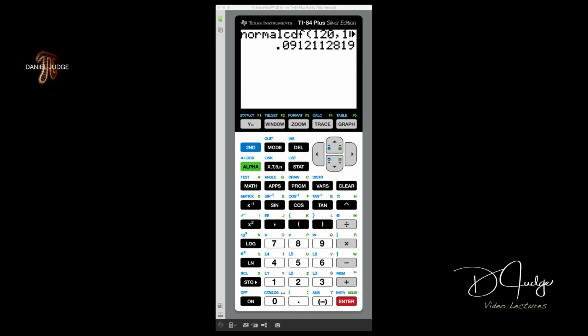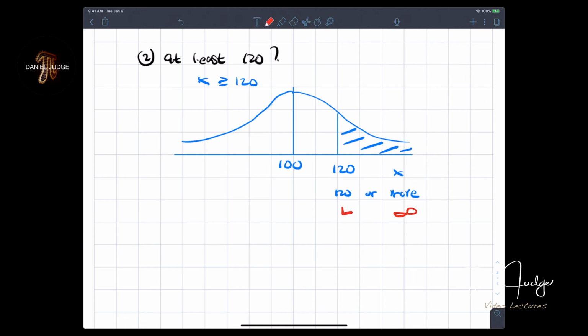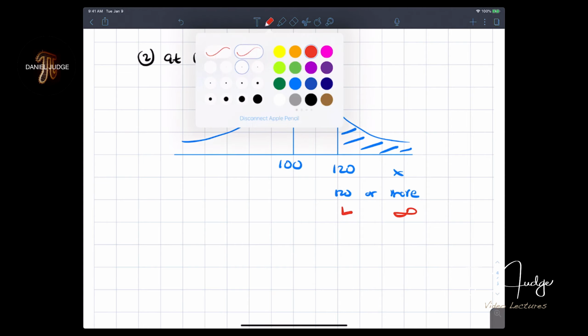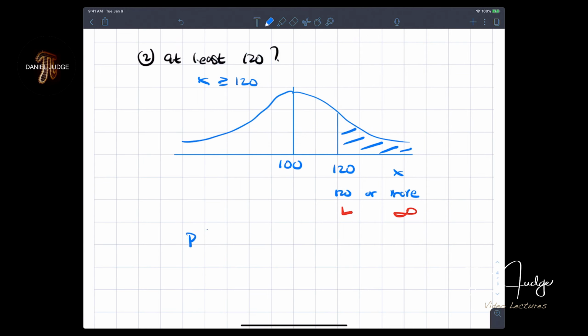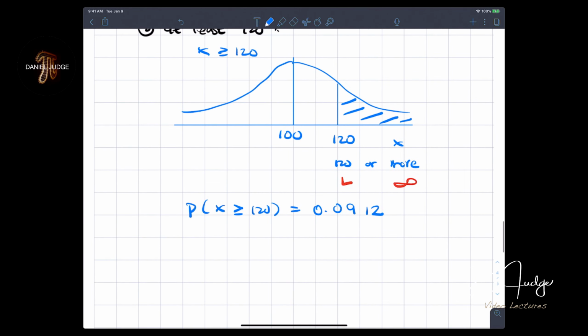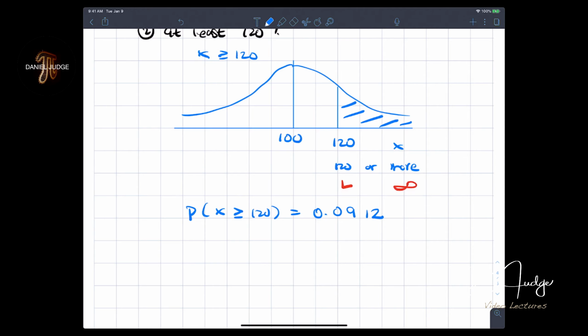Okay, let's write this on the iPad. So here's what we have. 0.0912. The probability that the IQ score is at least 120 becomes 0.0912 to the nearest 10,000th position. What that means is, ladies and gentlemen, as a percent, the percent of the bell that's shaded is about 9.12%.